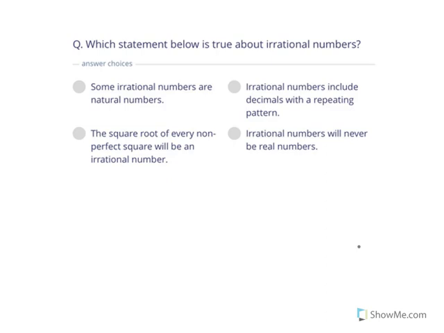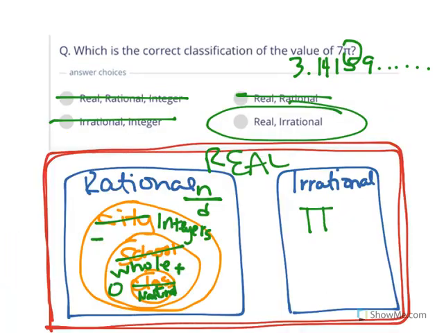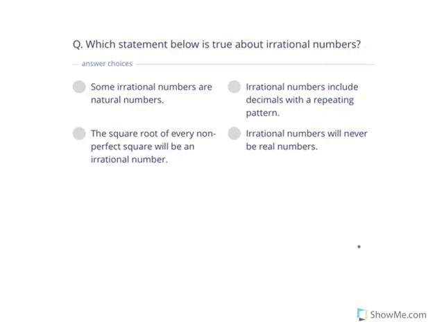Which statement below is true about irrational numbers? Okay, so we're talking about irrational numbers. If you remember the previous question, about 2 questions ago, we were looking at irrational numbers, and irrationals are not the same as rational. They are real, but they're in their own little space in the world. So when I come back to this problem, what is true? Some irrationals are natural. But I thought they're in their own world. So that's wrong.